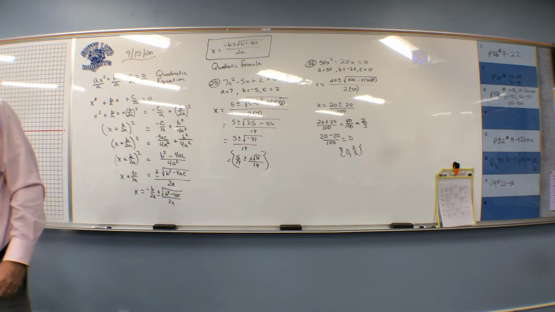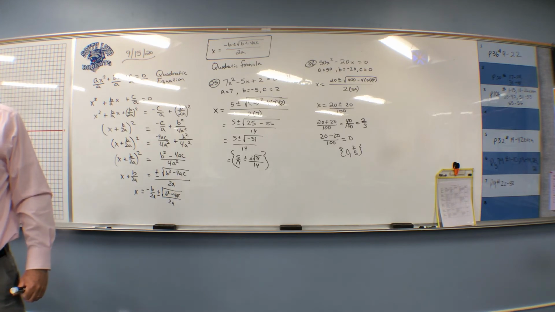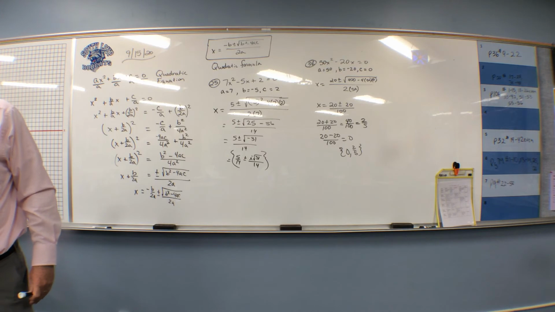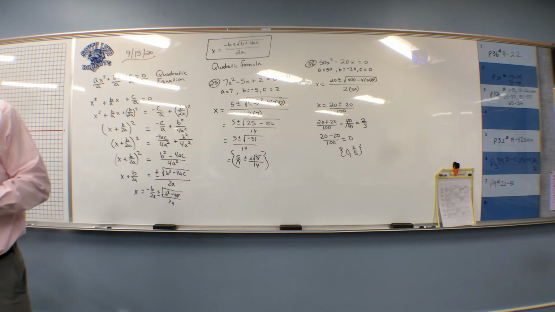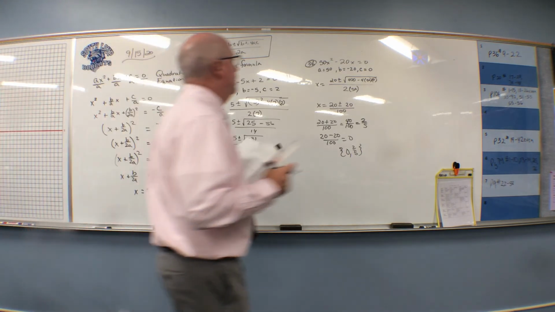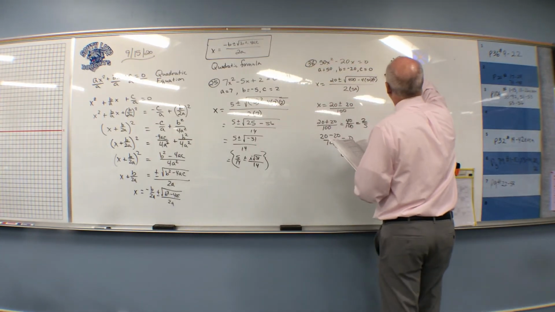Do you have any questions on the assignment while we're talking? 22. Okay, 22 says solve by completing the square. So am I still in the video?